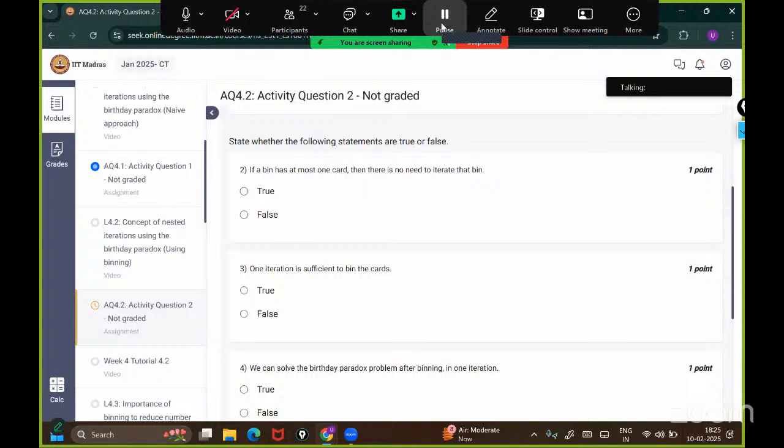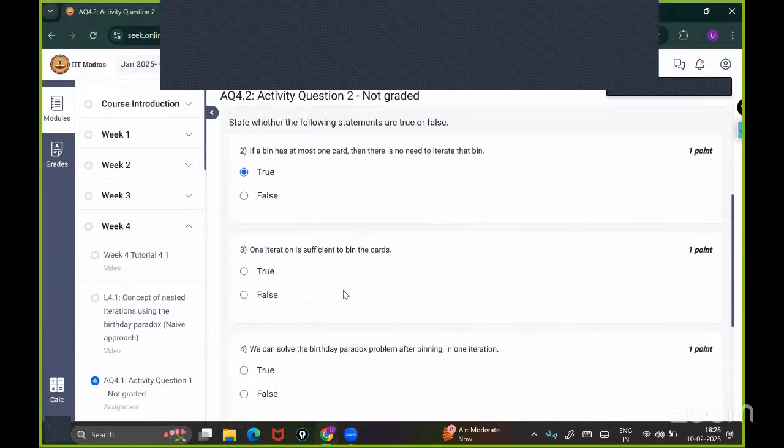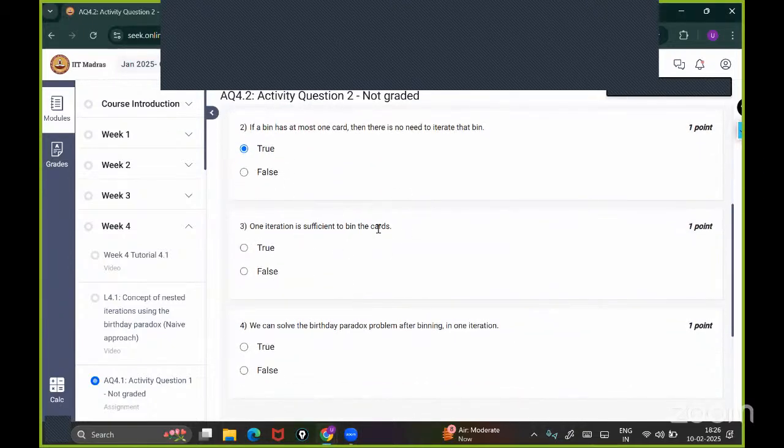Here I can't do any iteration with any other cards, so this is true. Actually, if I take that card, I cannot do further iterations because it contains a maximum of one card. So there is no need to iterate. Next: one iteration is sufficient to bin the cards. Is it? Yes, this is true.